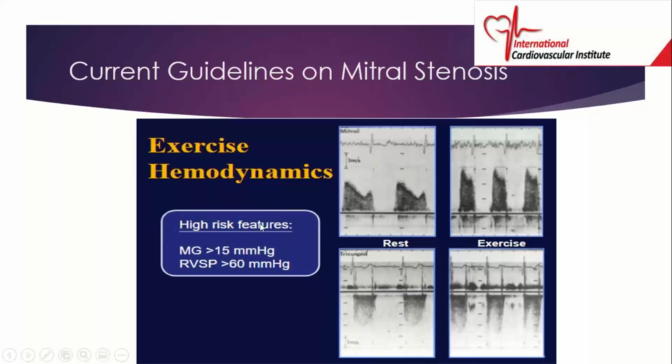So at rest, the mean gradient and the pulmonary pressures may be very reasonable. But once you exercise the patient, even minimal exercise, you can see the gradient goes up tremendously. When you trace this, you probably get a mean gradient greater than 15 millimeters of mercury, and then you can see the jet increase. So therefore, the pulmonary pressures also increase.